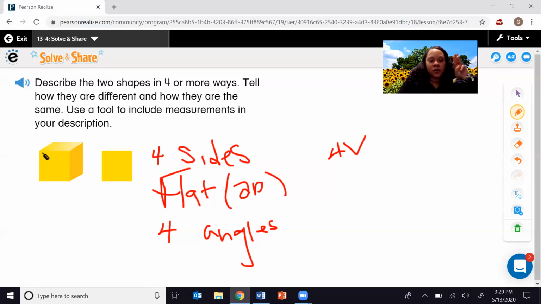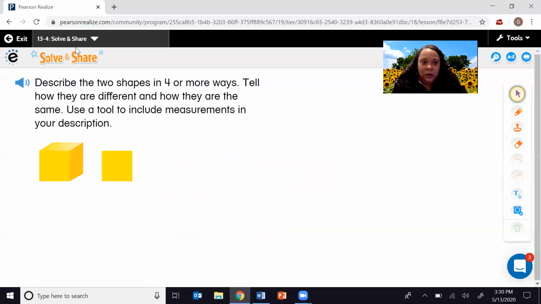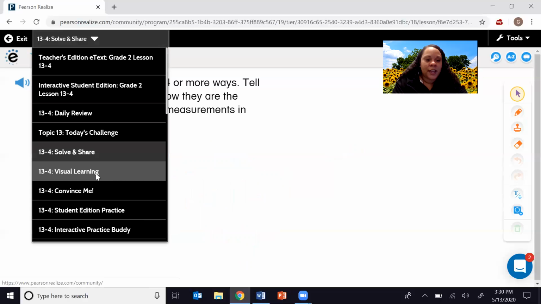And it has more than 4 angles, but we're going to learn about how 3D shapes have different types of names. They don't use the words vertices, sides, or angles. So we're going to learn a little bit more about that, okay? So that's really it for the solve and share. It's rather short. Shapes are pretty easy, so let's go ahead and move on to the visual learning.